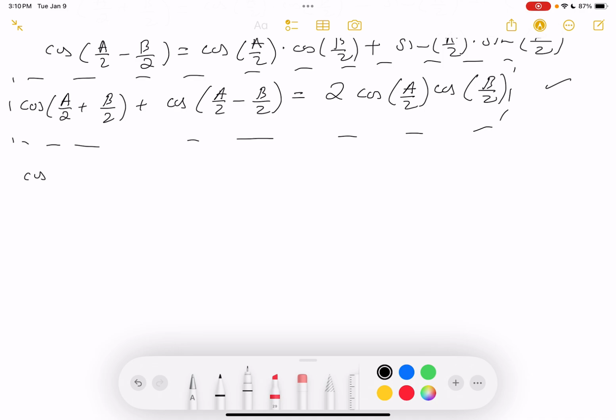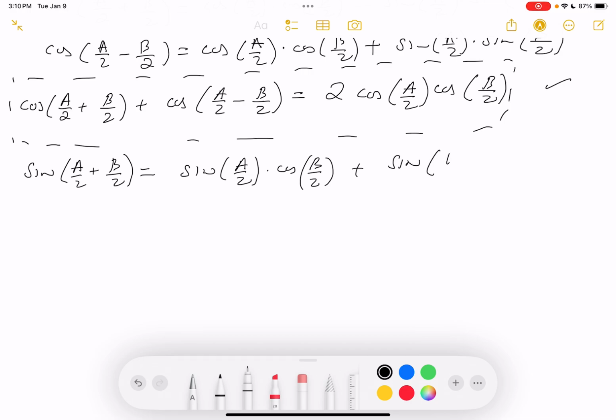And let me write this over here, cosine. Not cosine, I just did cosine, right? I'm going to do sines now. And so sine A over 2 plus B over 2. What does that equal? And write this one down. And again, you should know these formulas over here. Sine A over 2 cosine B over 2, and then plus sine B over 2 times cosine A over 2.